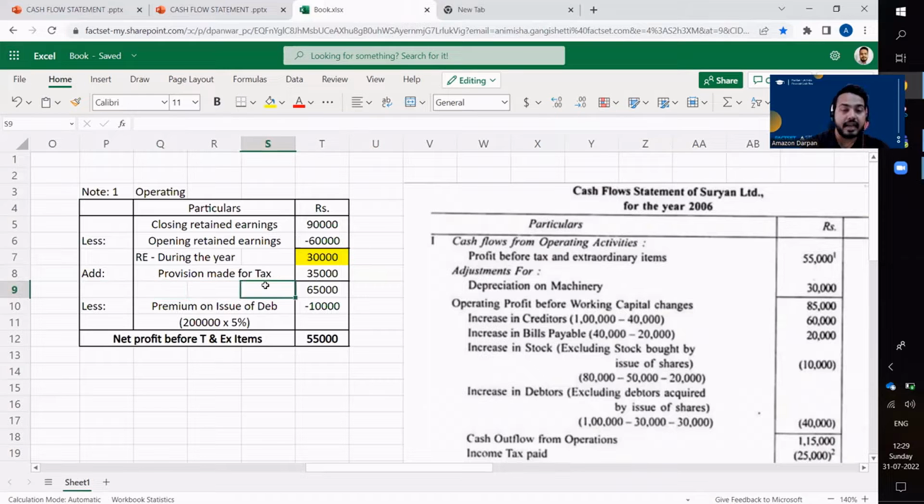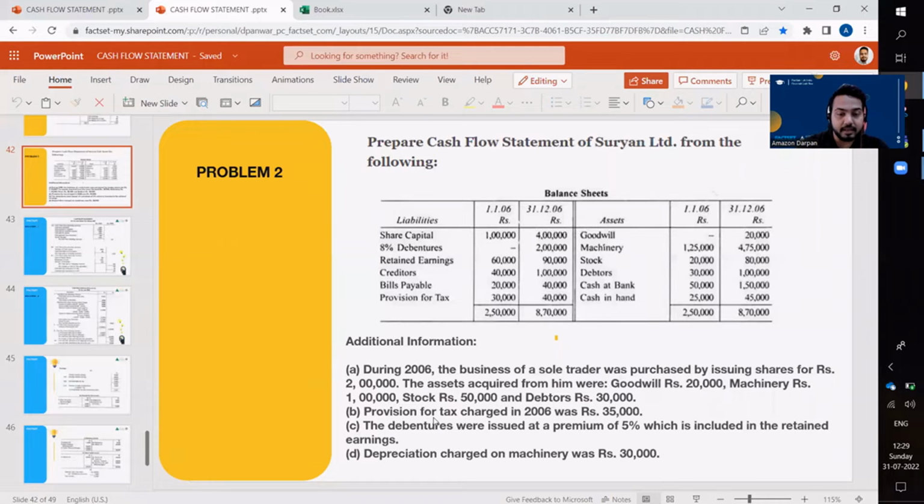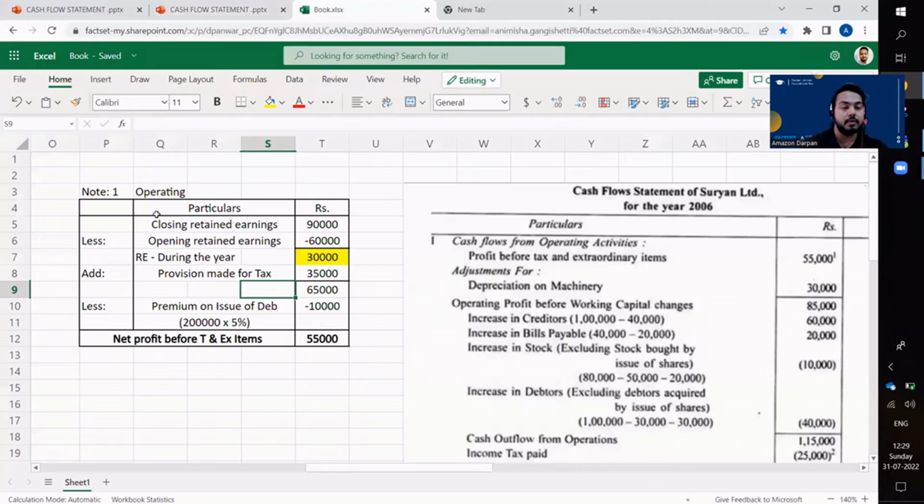So provision for tax is already given in the question. If you check point number B, provision for tax charged in 2006, means it was already charged in 2006, 35,000. Provision means you are creating a provision out of the amount of money you have. Okay, so 65,000, which means 30,000 plus 35,000 is the 65,000.